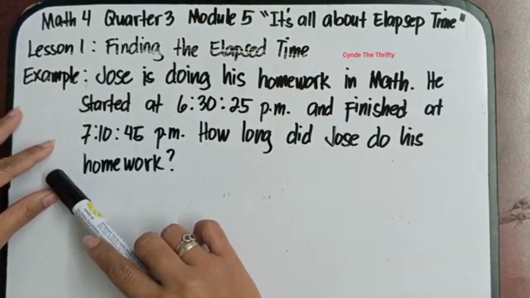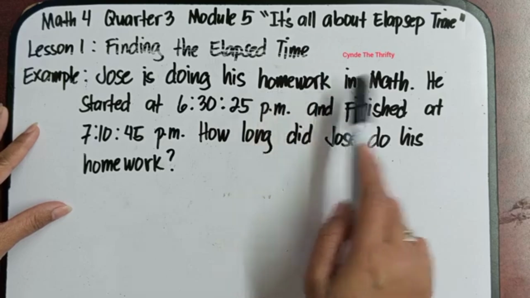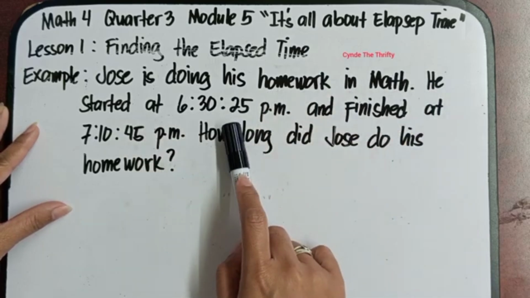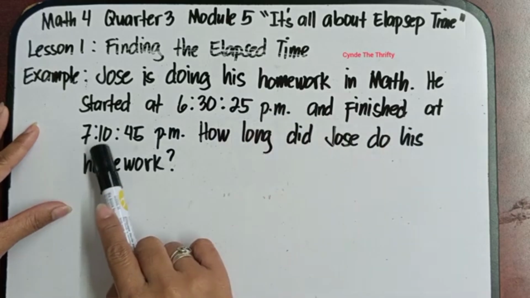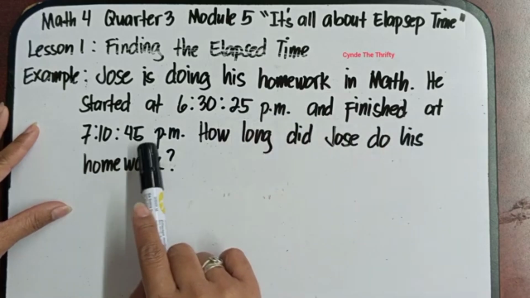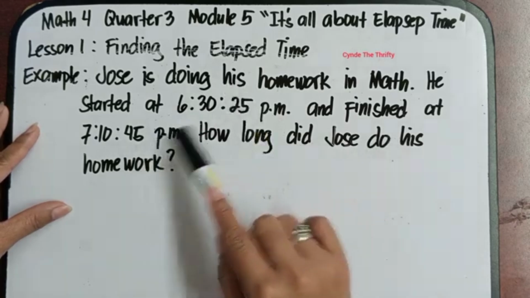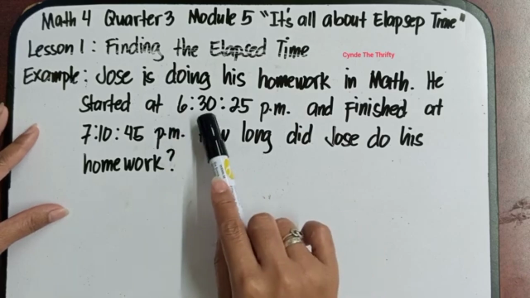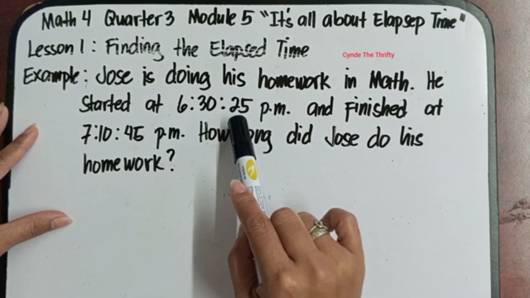Okay, so meron tayong pangalawang example. Jose is doing his homework in math. He started at 6 hours, 30 minutes, and 25 seconds p.m. and finished at 7 hours, 10 minutes, and 45 seconds p.m. How long did Jose do his homework? So kung napansin nyo, meron na tayong seconds. Kanina is hours and minutes lang yung example natin. So ngayon, meron na tayong kasaling seconds.